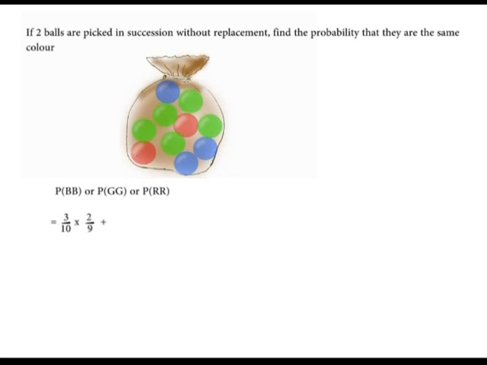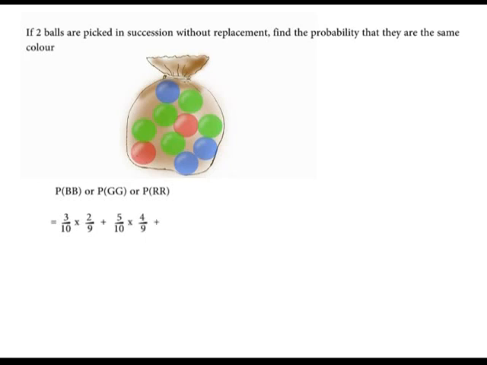Or the probability of green and green. Green in the first picking, the probability is 5/10. If you have picked a green in the first picking, then the total number of green balls has reduced to 4, and also the total number of balls has reduced to 9, so times 4/9.